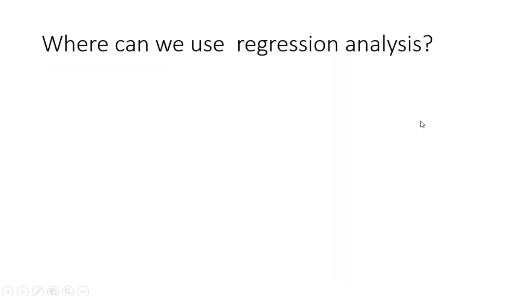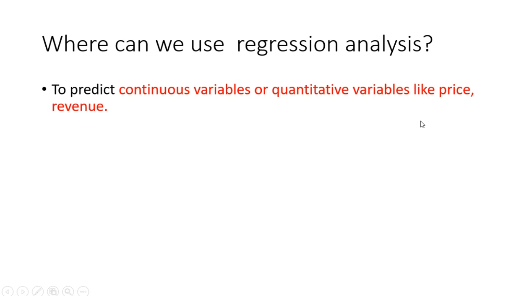So the next question is, where can we use regression analysis? Regression analysis is basically used to predict continuous variables or quantitative variables. Quantitative in the sense that you should have some value, like the price or revenue. These are all quantitative variables which can be predicted using regression analysis.